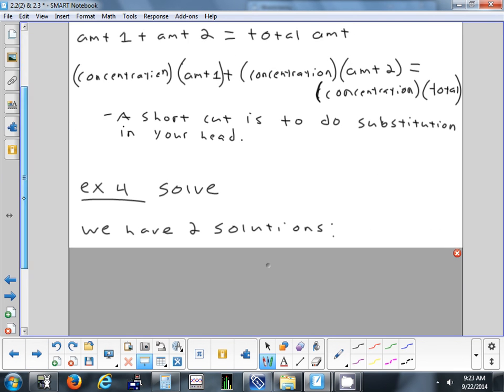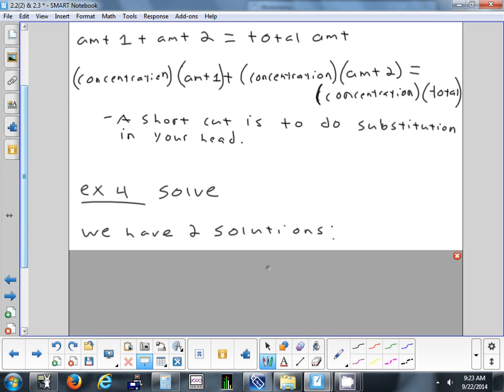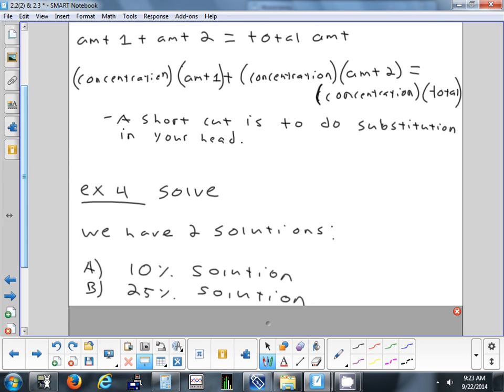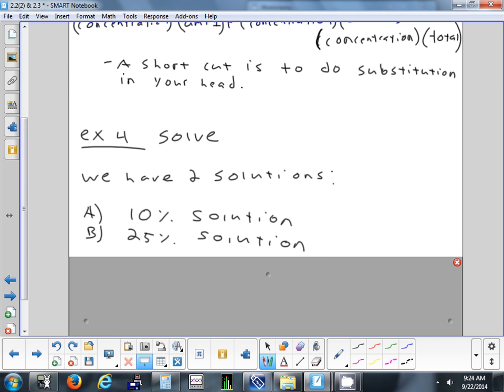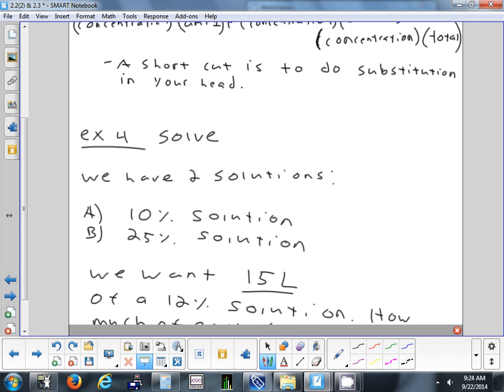And keep in mind, most of our mixture problems are going to have 2 things we're mixing. We're not going to get into mixing more than 2. Okay, so the 2 solutions we have are a 10% solution, we'll call that solution A, and a 25% solution, solution B. The percentages are the strengths of it, how strong these solutions are. What I want to do is mix some of solution A, some of solution B, to get a total of 15 liters. And I want the strength of the solution to be 12%.